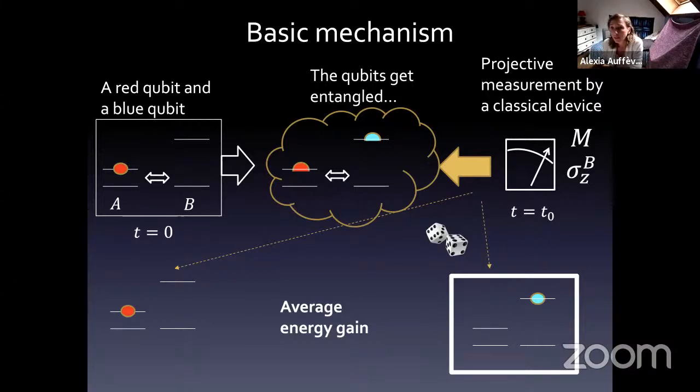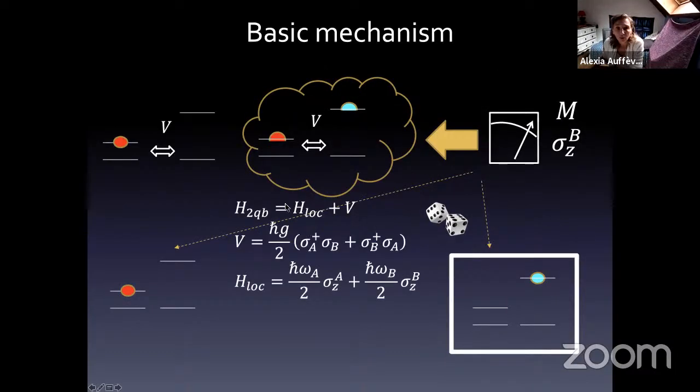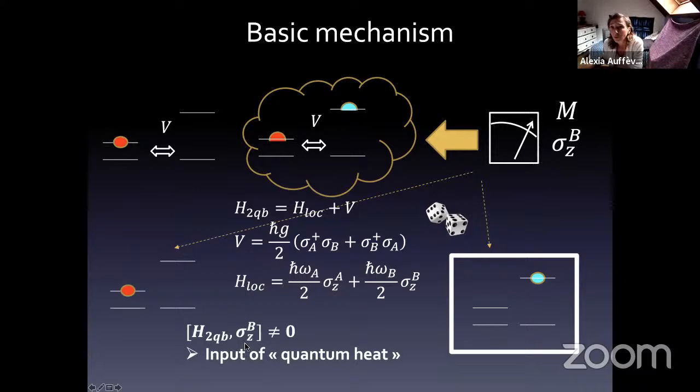So how do we explain that? Actually, this is typically the same effect I described before, in the sense that we can write down the Hamiltonian for the two qubits. There is a local term with the free energies of each qubit, and there is a coupling term which describes the exchange of the excitation between the qubits. And when I measure, I actually measure something that commutes with the local term. So the observable that I'm measuring does not commute with the total Hamiltonian of my two qubits. And because of this non-commutation property, I get this input of quantum heat.